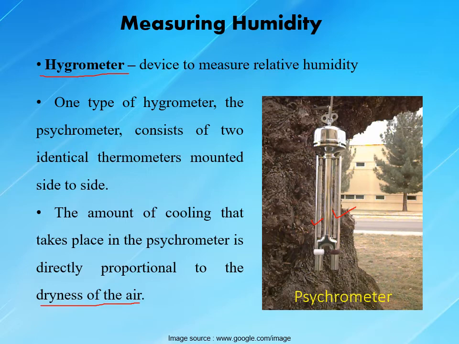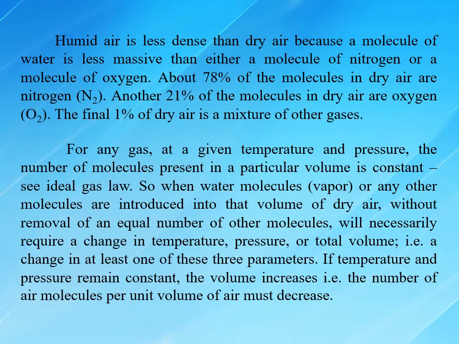Now, humid air is less dense than dry air because a molecule of water is less massive compared to the other molecules found in the atmosphere, like oxygen or nitrogen, which are the two most abundant gases found in the atmosphere. Together, oxygen and nitrogen comprise 99% of the atmospheric gases, and the remaining 1% of the atmospheric gases are basically a mixture of all other gases. And within this 1%, the water vapor content is about 0.001%.